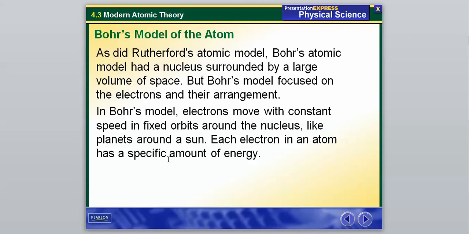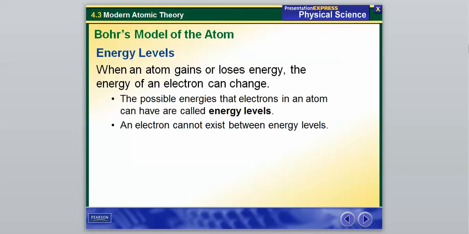Each electron in an atom has a specific amount of energy. In Bohr's model, he made a real-life comparison: the nucleus was like the sun, and the electrons orbited around the nucleus like planets orbit around the sun. Each electron can have a specific amount of energy, and we're going to explain that a little more. When an atom gains or loses energy, the energy of the electron can change as well. When energy is added to the atom as a whole, it can directly add energy to the electrons as well.